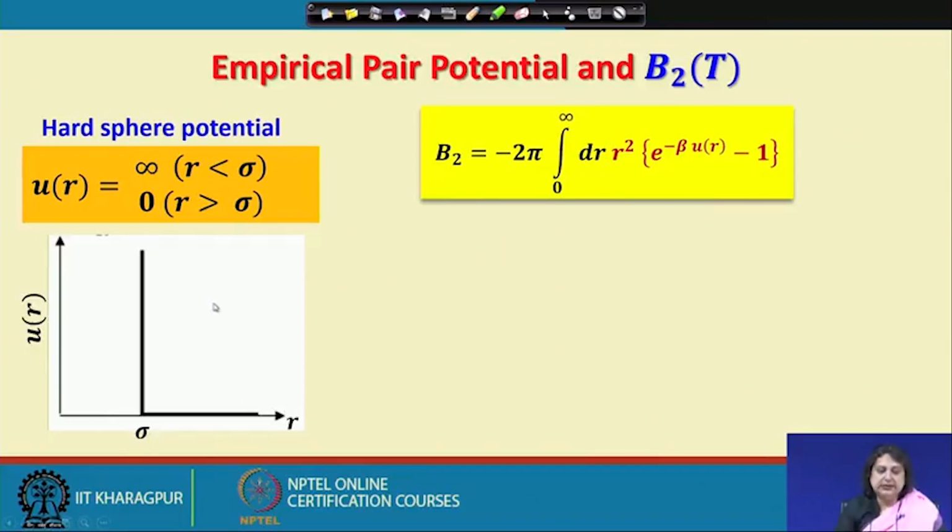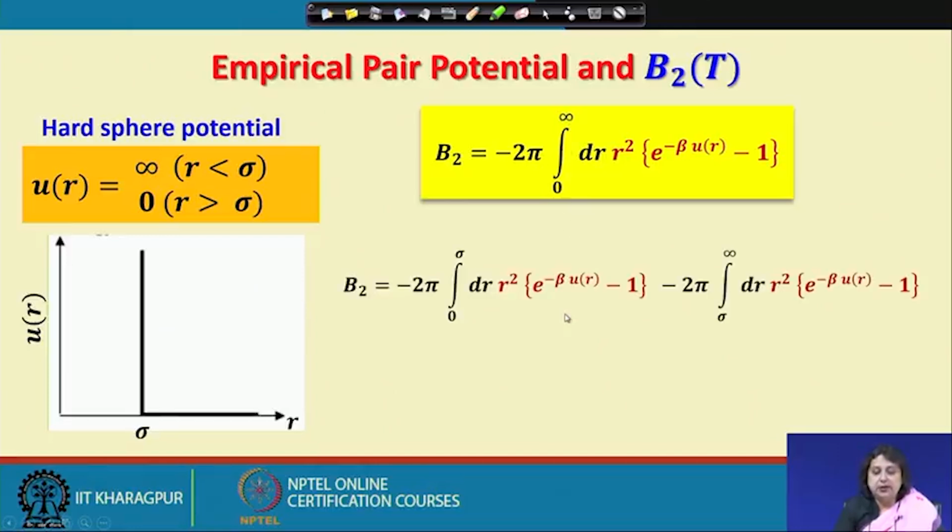Now, I am going to use this expression and put it in the expression for B2. And while doing that, I realize that there are two distinct length scales: 0 to sigma and sigma to infinity. So, we explicitly write out this integrand in these two limits. Instead of going from 0 to infinity, I am now using two limits, 0 to sigma and sigma to infinity, because of the discontinuous nature of the interaction potential as shown.